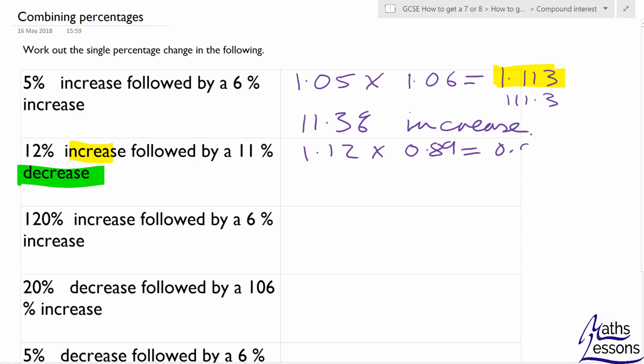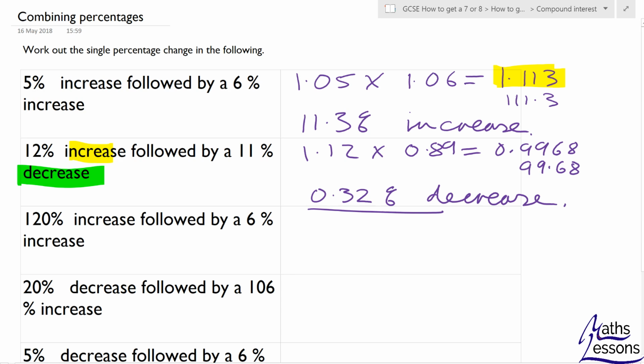0.9968. So we times that by 100, that gives us 99.68. So we see it's gone down, and it's gone down by 0.32. So it's a 0.32% decrease. So it hardly changes at all. Okay, let's have a go at the next one and give you another 30 seconds to do this one.